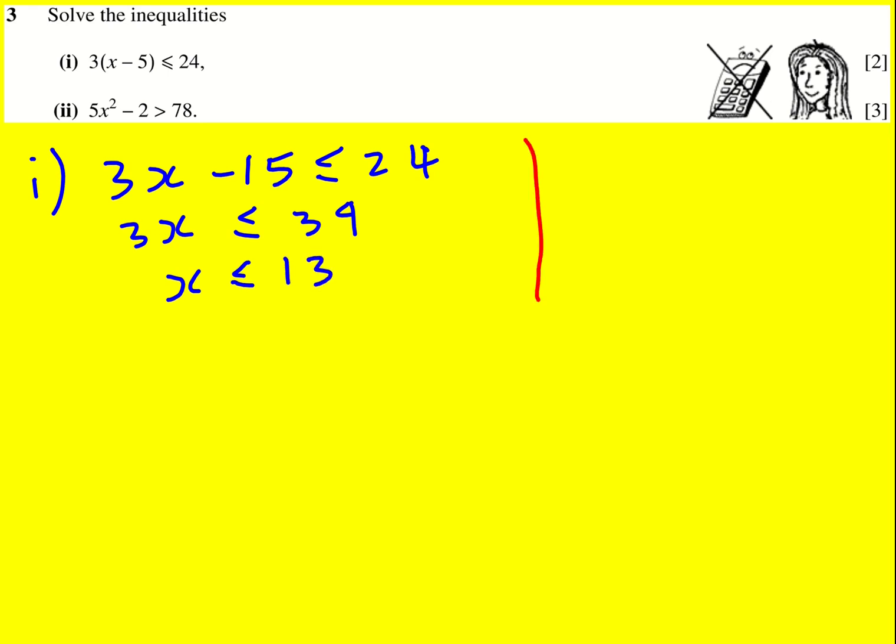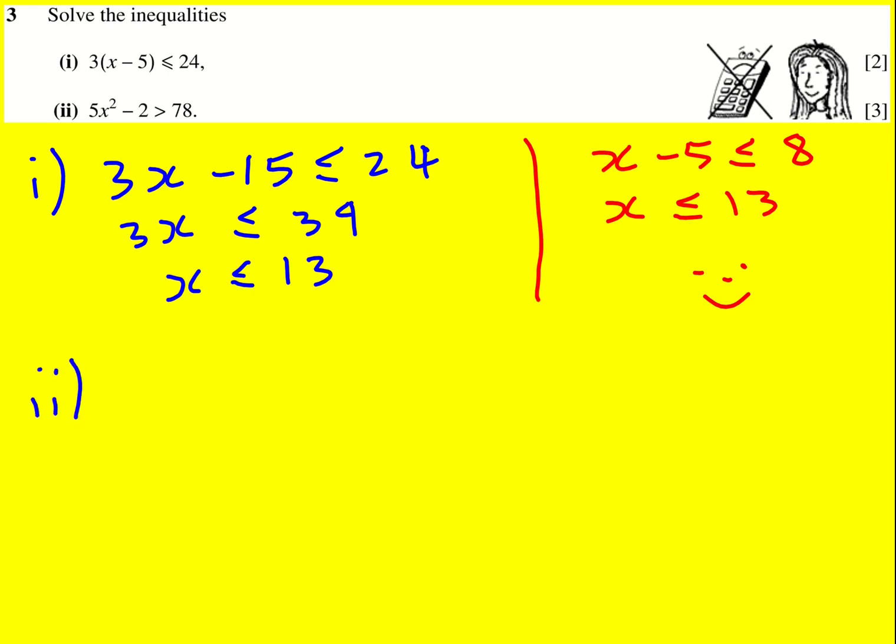Method 2, which would have been slightly quicker, would actually have been to divide by 3 from the start. So x minus 5 less than or equal to 8. This is quicker because then I can just add 5 to both sides. If you did spot that, brilliant, but if not, don't worry, you can expand the bracket. There's just a little bit more to do.